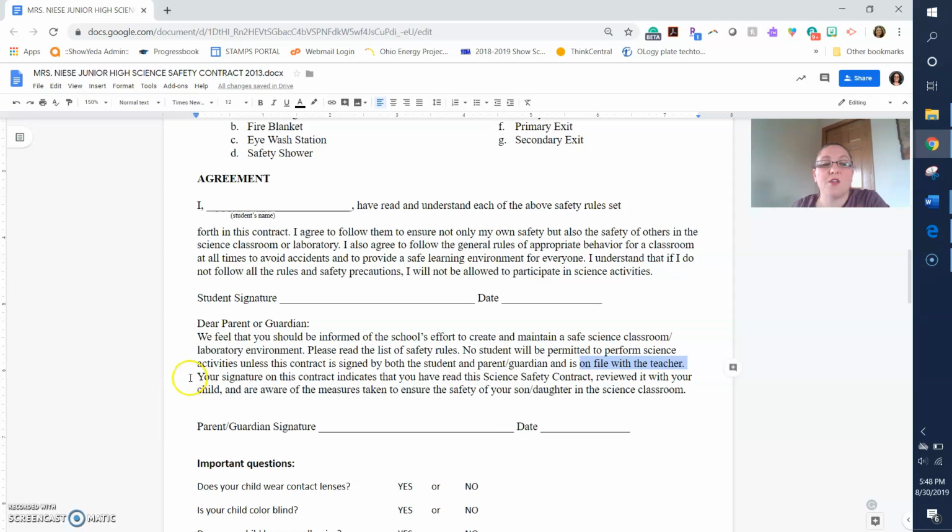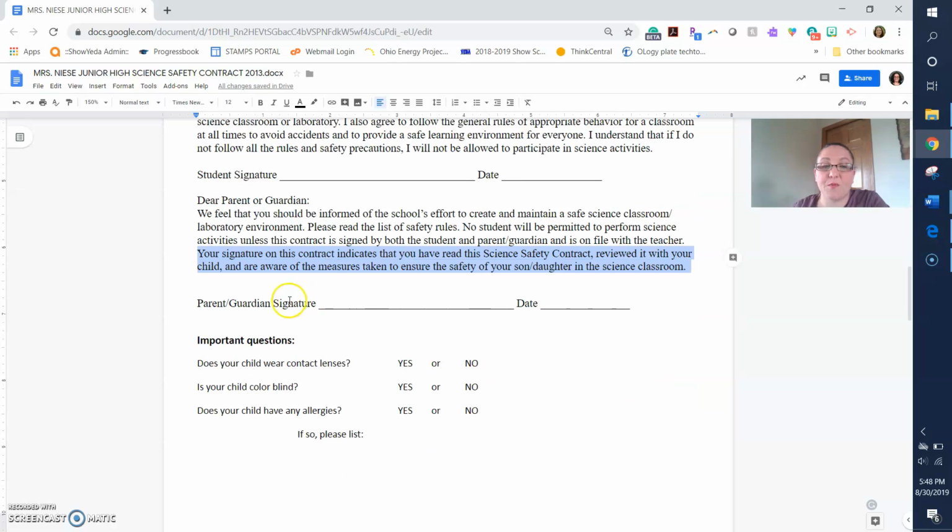And then the other copy is for your records, for you and your parents to have for your own personal records. So your signature on this contract indicates that you have read the safety science contract and reviewed it with your child and are aware of the measures taken to ensure the safety of your son and daughter in the science classroom. So they're going to sign and date here. And then I would like you and them to answer these questions here.